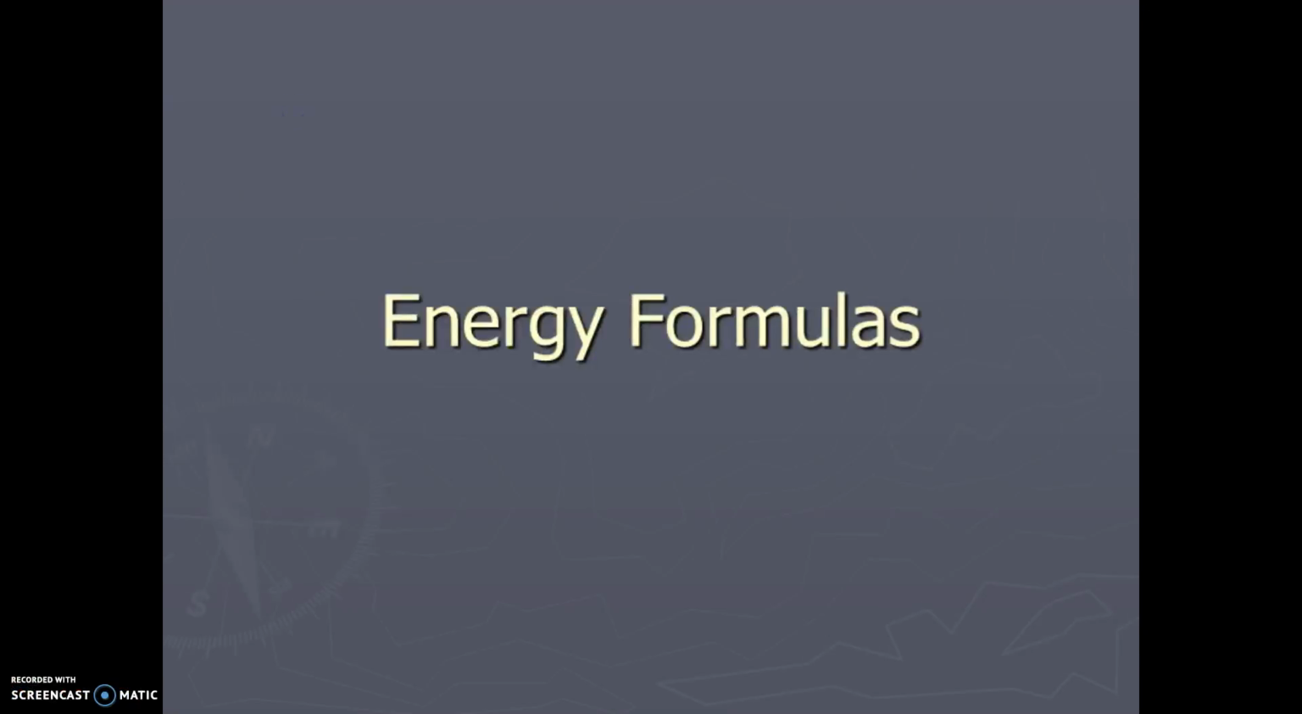In this video, we are going to be learning about the formulas for the different types of energy. We're going to start with kinetic energy. The formula for kinetic energy is kinetic energy equals 1/2 mv squared, where the m stands for the mass of the object and the v stands for the velocity or speed of the object. Notice that it's the velocity squared, which means that the velocity will make much more of an impact than the mass does.